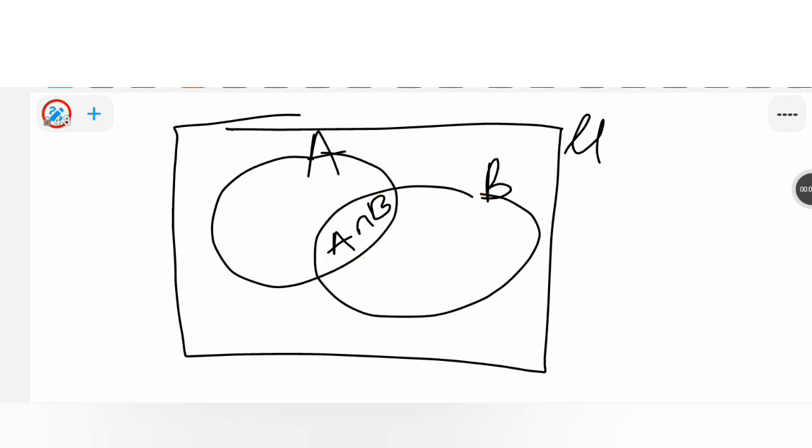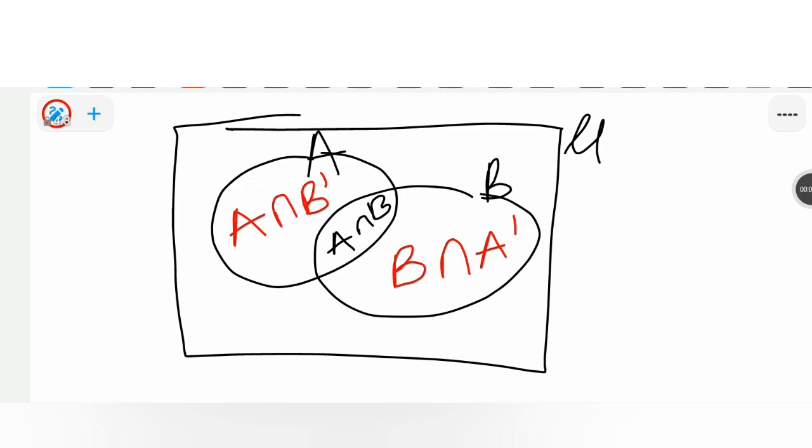So this part here, since I'm not involving A at all, that means I'm outside A. That means I have to prime my A. So this part here means B intersection A prime or A complement. I'm involving B, but I'm going outside A. A must not be involved. The same analogy, this part means A intersection B prime.